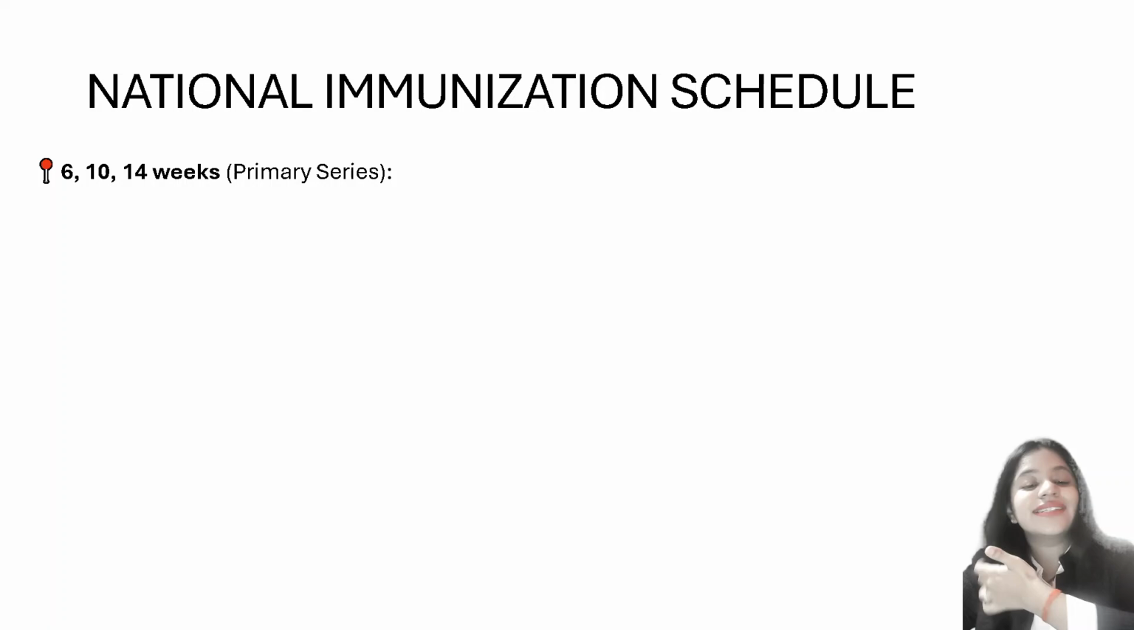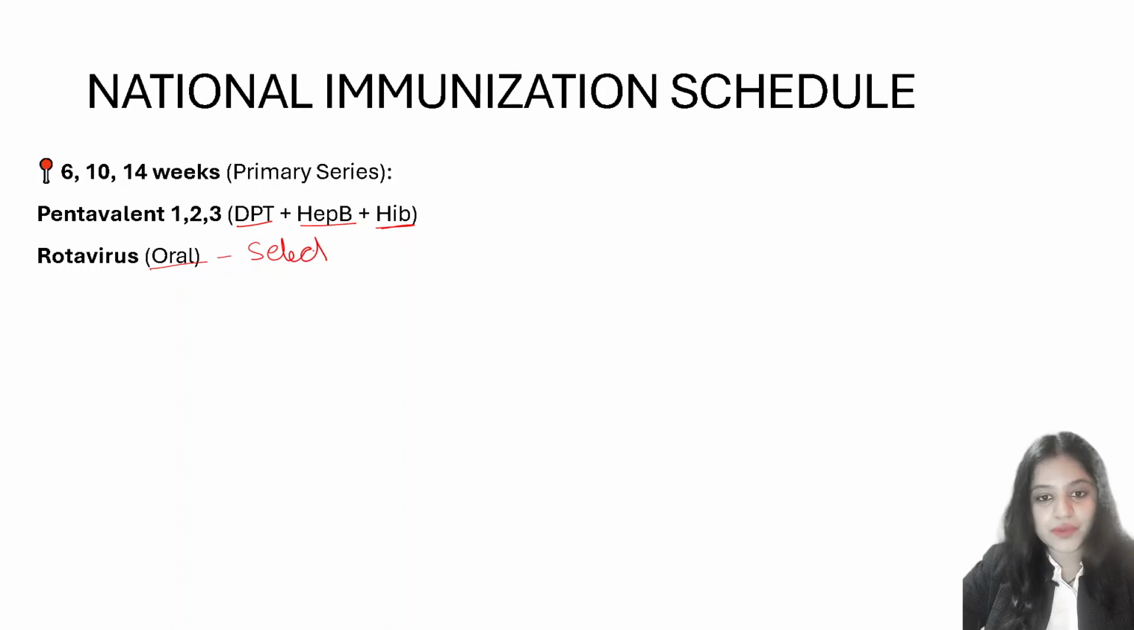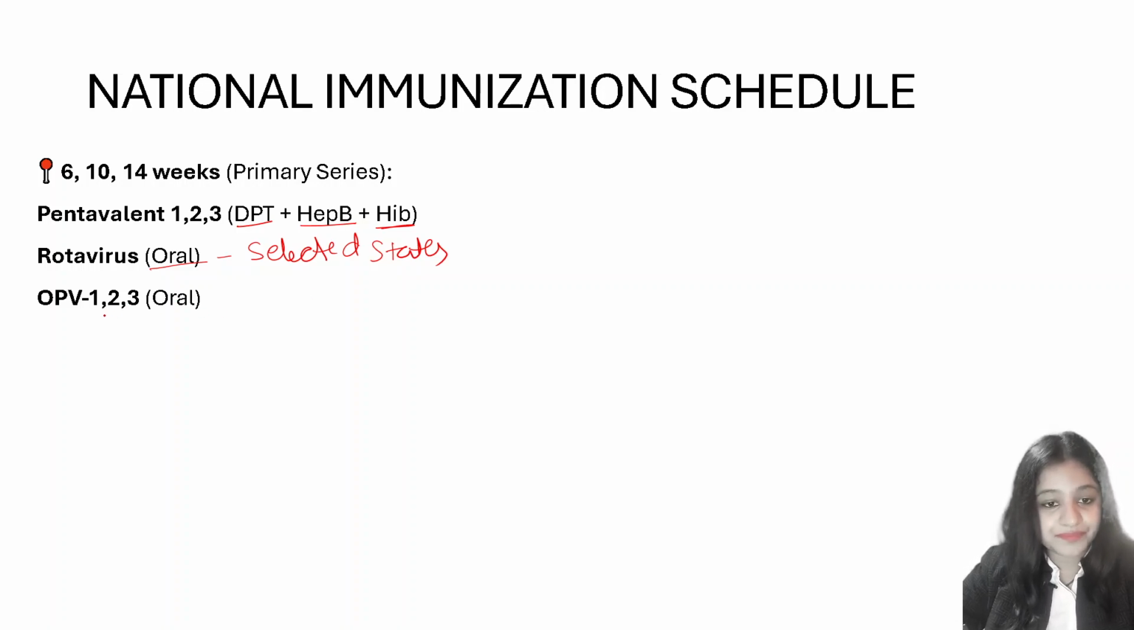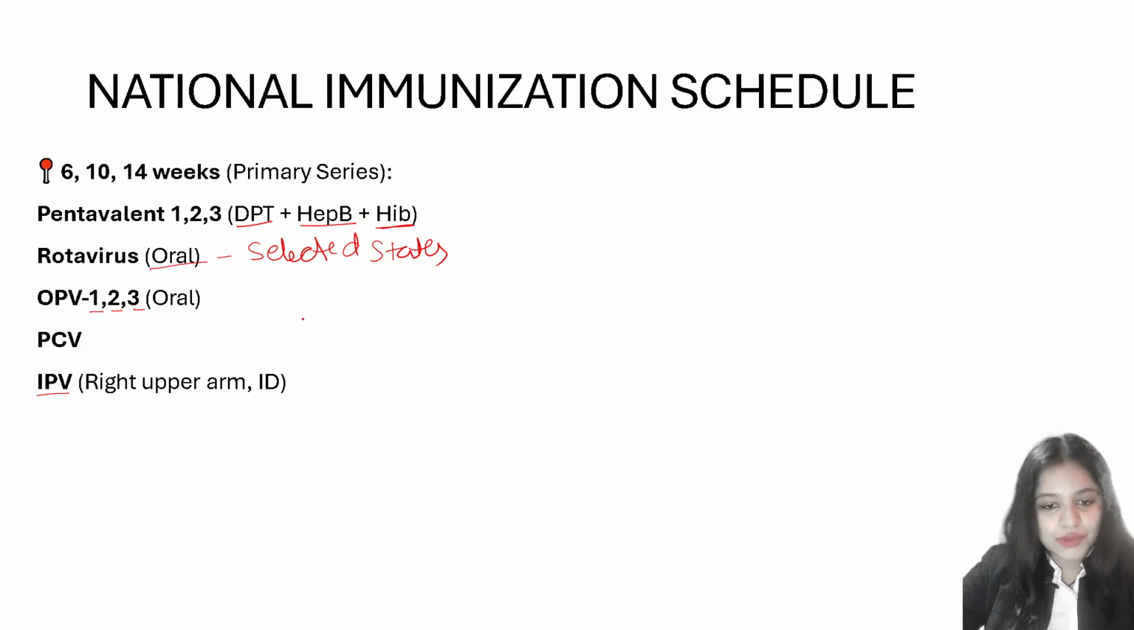Now, let's see the 6, 10 and 14 weeks. First is the pentavalent vaccine, first, second and third dose at 6, 10 and 14 weeks. Pentavalent vaccine contains DPT, hepatitis B and Haemophilus influenzae B vaccine. Then is your rotavirus oral dose, given orally. Rotavirus is only given in selected states, not throughout India. Then you have your oral polio vaccine, first, second and third dose. Now we have these two, pneumococcal conjugate vaccine and injectable polio vaccine. These two are given only at 6 and 14 weeks. Pneumococcal conjugate vaccine is also given in selected states. Clear?